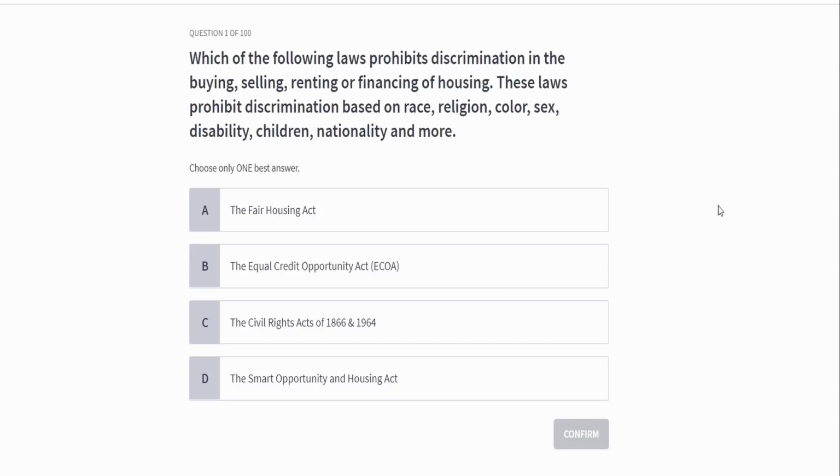Alright, so question 1, our first question. Which of the following laws prohibit discrimination in the buying, selling, renting, or financing of housing? These laws prohibit discrimination based on race, religion, color, sex, disability, children, nationality, and more. And it gives us 4 options. A, the Fair Housing Act. B, the Equal Credit Opportunity Act. C, the Civil Rights Acts of 1866 and 1964, or D, the Smart Opportunity and Housing Act.